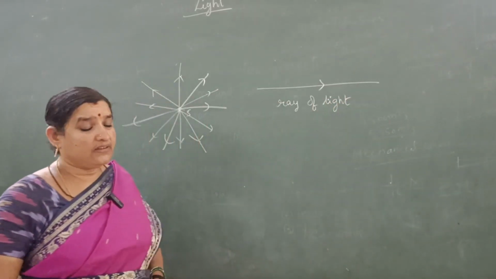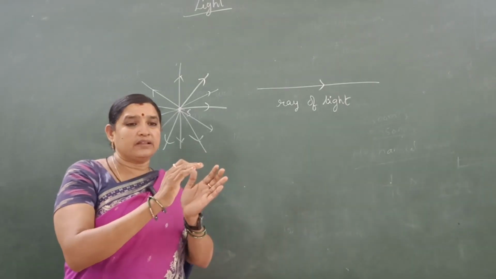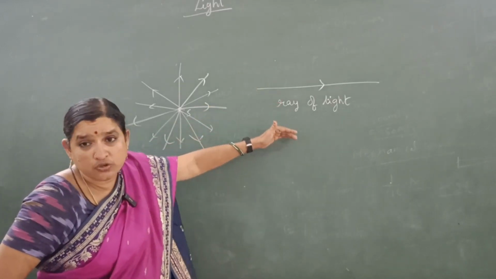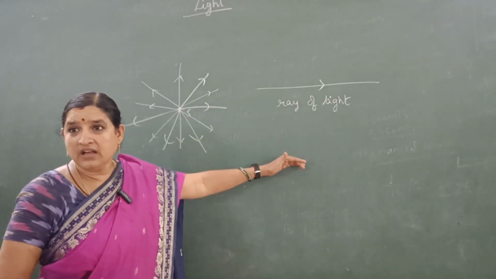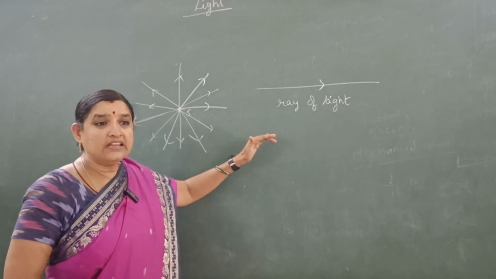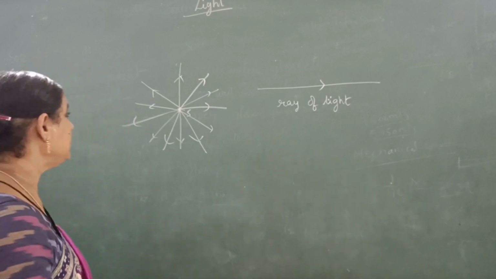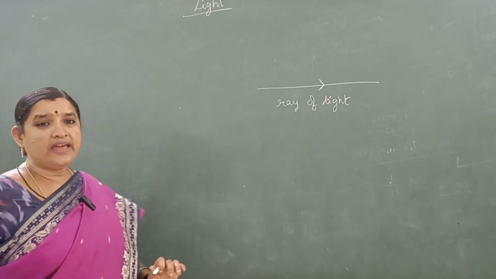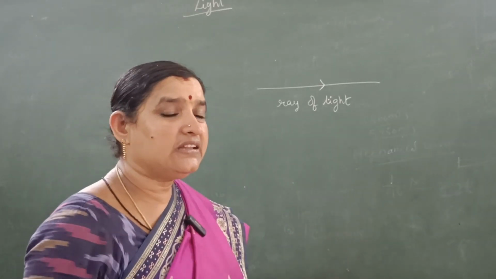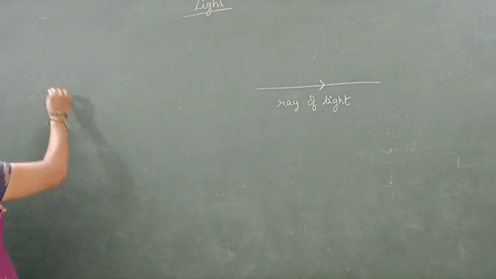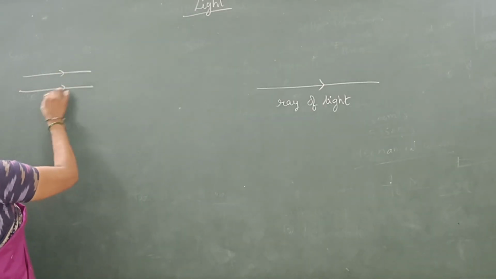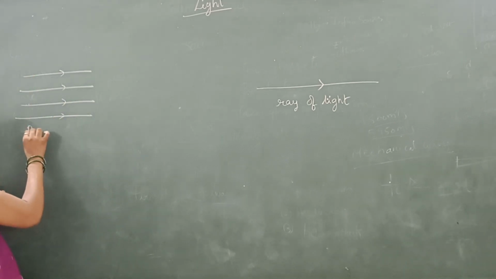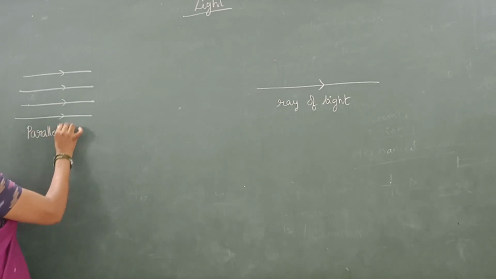Suppose it is not one path, and the light is moving along more than one path, then we have a combination of rays of light. That is called a beam of light. A combination of rays of light means more than one light ray. Suppose these light rays are parallel to each other, then we can say that it is a parallel beam of light.